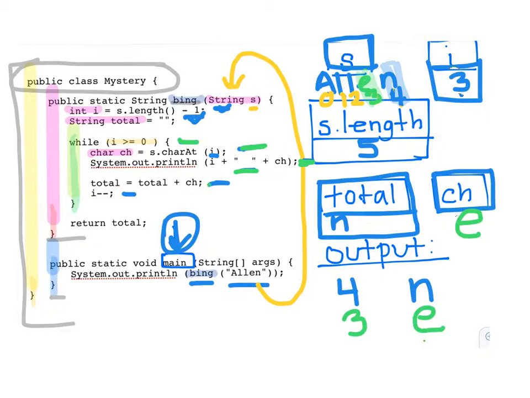And now I go to this line of code because that is finished executing, and total equals total plus ch. Okay, so total equals total, which is n, plus ch, which is E, so now total is equal to ne. And then I drop to this line of code, I minus minus, so I take my I and I minus 1. I'm decrementing, I'm making it go down, so instead of being 3, I'm going to change it to 2. Oops, I'm still in the eraser. I'm going to change it to 2. So I've done that, and now I pop back up to my while.